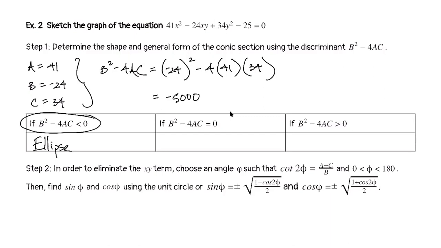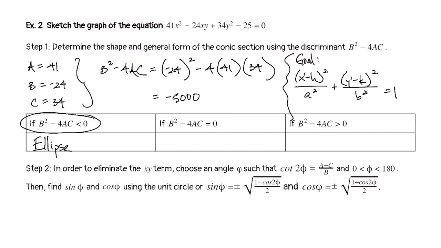Off to the side, I just want to write something optional. This is truly optional. As soon as I identify what shape I'm using, I tend to write down what my goal equation should be. Meaning, if it's an ellipse, I better have an x prime minus h squared over a squared plus y prime minus k squared over b squared equals 1. That's my goal at the end. I want something that looks like that. It looks like our regular ellipse equations, but it's x prime and y prime.